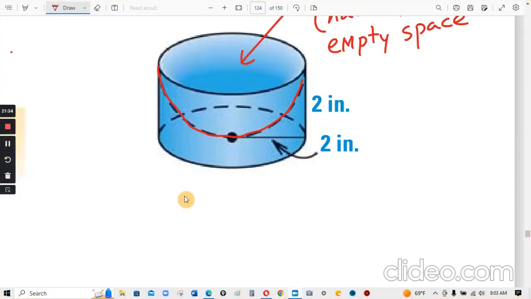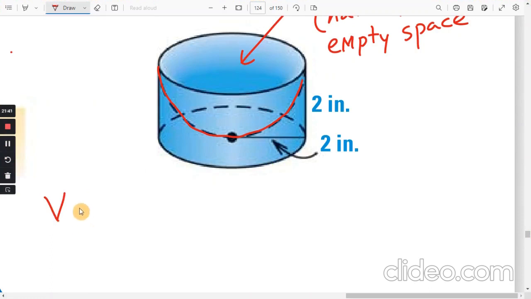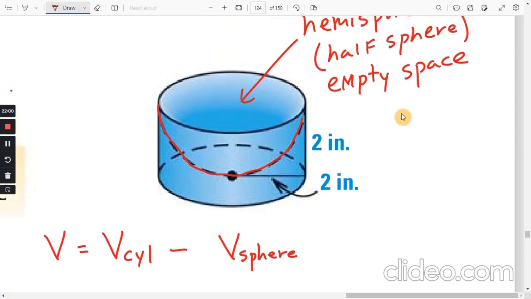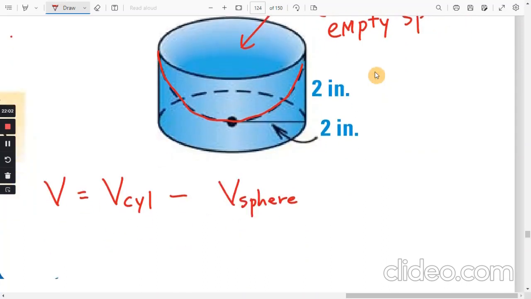All right, let's see if we can pull it off here. So the total volume, we're looking to find the volume. That's going to be the volume of the cylinder minus the volume of the sphere. However, it's not a whole sphere. Okay, this part right here, see, it's cut off. This is flat right here. So imagine a sphere that's cut off. It's half of a sphere.